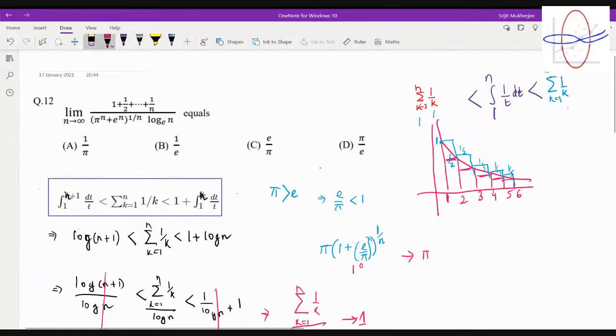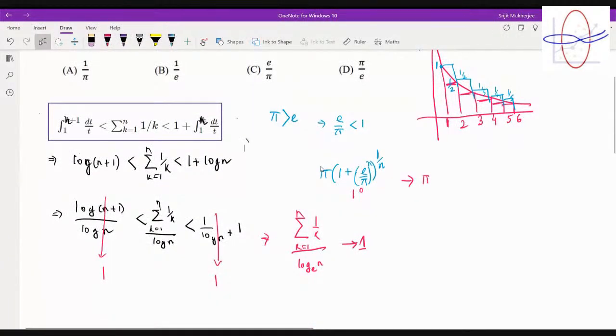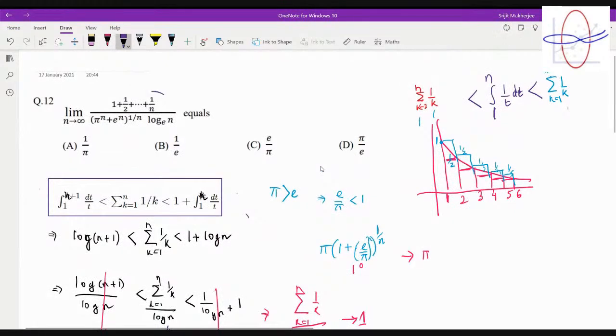So let's now try to solve this and show that this harmonic sum is actually behaving like log n. So what we are seeing over here, if you just integrate it, we get that this harmonic sum is greater than log n plus 1 and less than 1 plus log n. And if you divide by log n, you get log n plus 1 by log n. Observe that as n goes to infinity, this goes to 1, this goes to 1, therefore this goes to 1. Perfect. So therefore what we get over here is that this thing goes to 1.